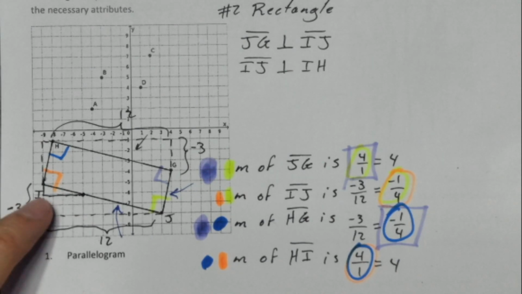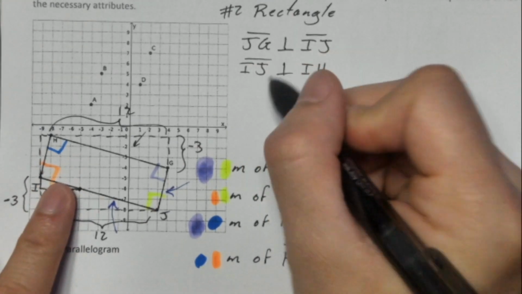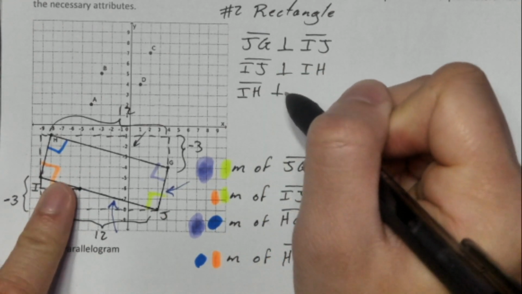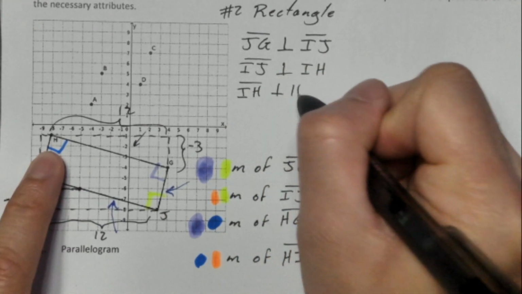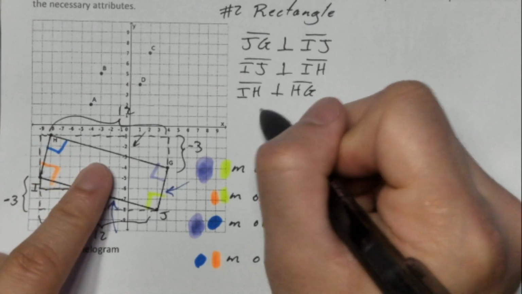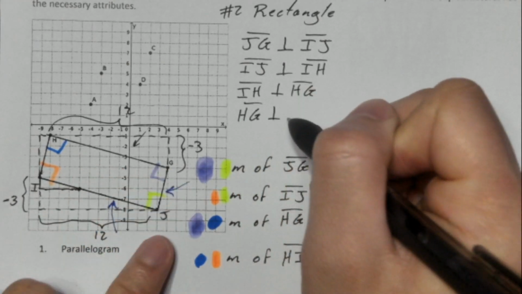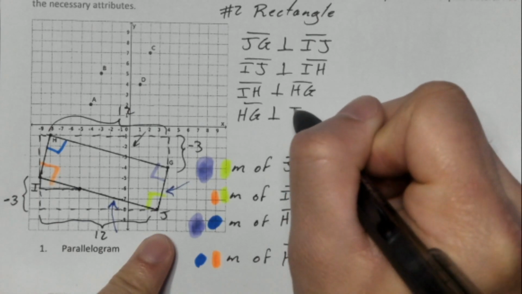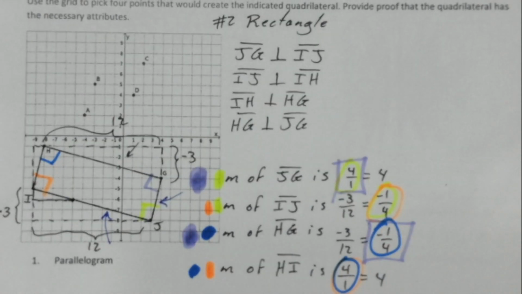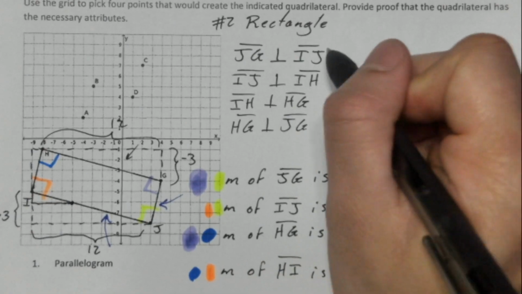Let me list all of them. I only listed the first two. The one in blue, that is IH, is perpendicular to HG. And the last one is HG, is perpendicular to JG. So that's it. We are done. This is true.